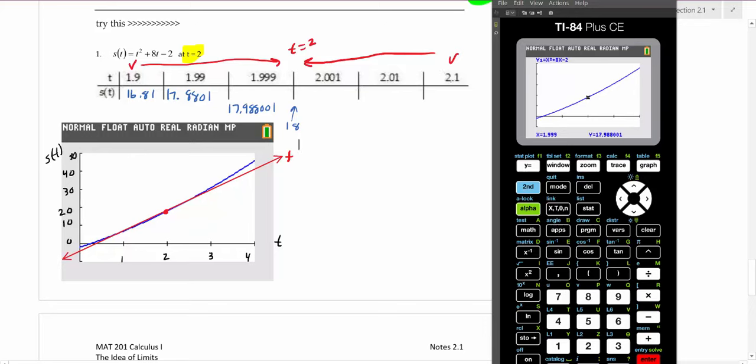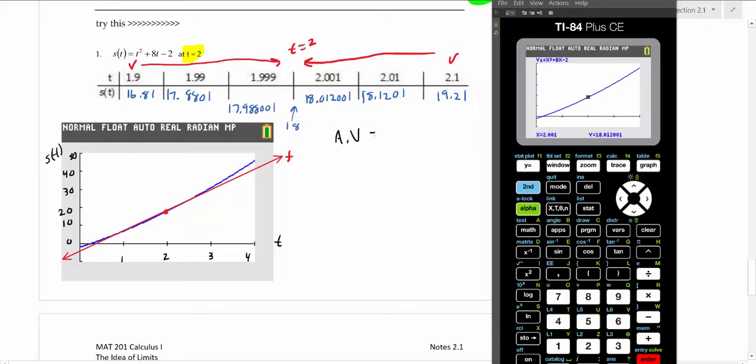Okay. Now let's start over here and let's trace at 2.1. That's going to give 19.21. Then we want to close in a little closer at 2.01. That's going to be 18.1201. And then let's go a little closer still, 2.001, and record that as right around 18.012001.